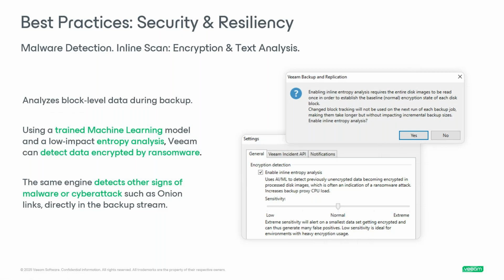So another tool that is used to check for ransomware is the encryption and text analysis, or inline entropy analysis. This one focuses on scanning the data while the backup is being run, and it checks for things such as encrypted files, onion links, ransom notes, and alerts you if there's anything, and flags the files as suspicious. It leverages AI and ML to do the analysis.